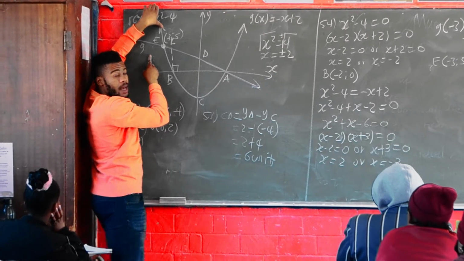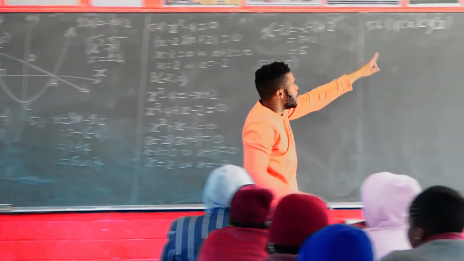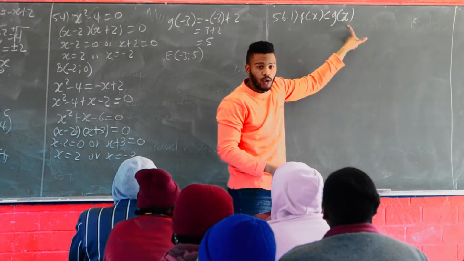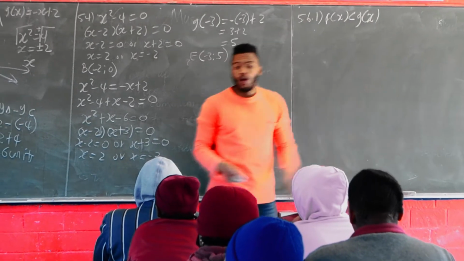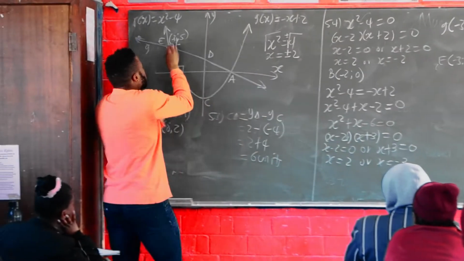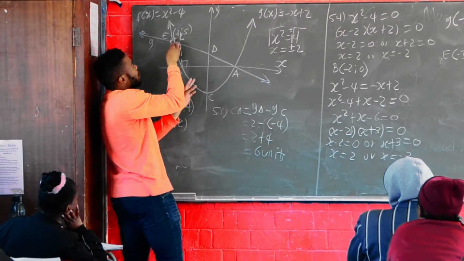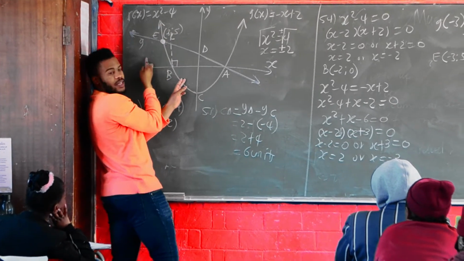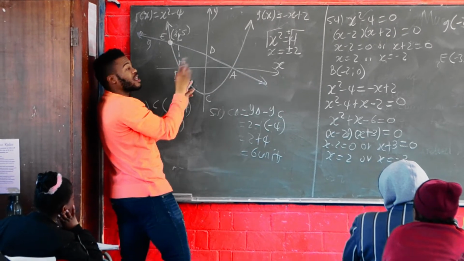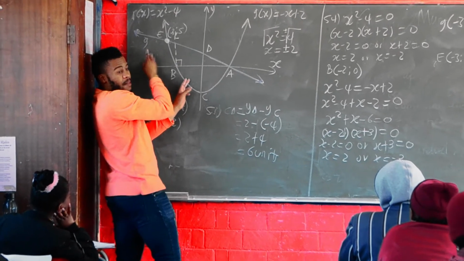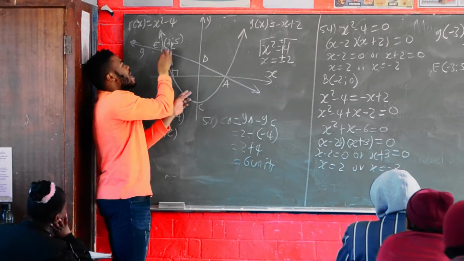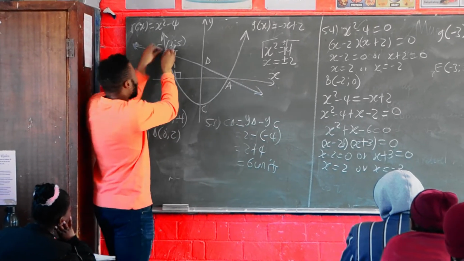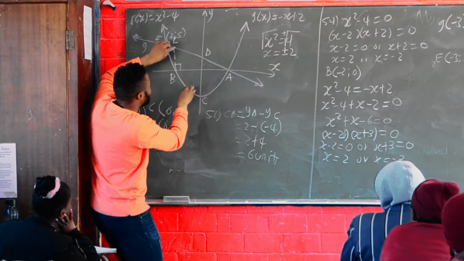f is above g, but according to the question, we want where f is below. So from before this point, the graph of f is above the graph of g, and we don't want that. But check what happens immediately after this point of intersection: the graph of g is below.